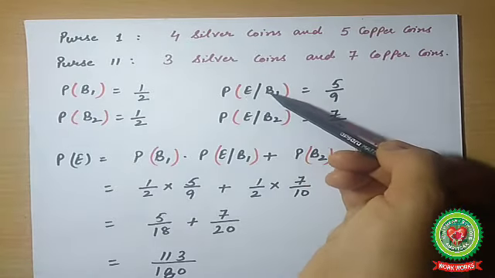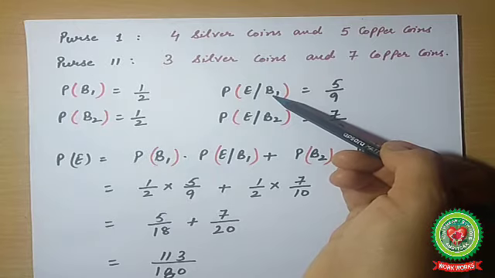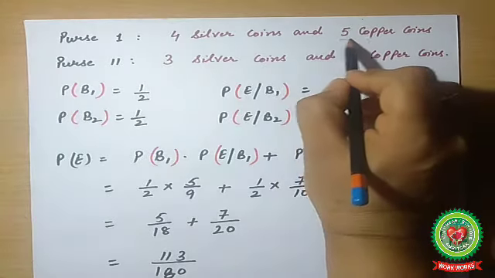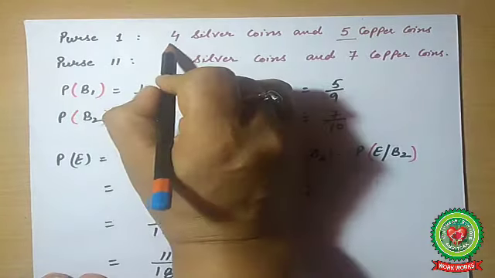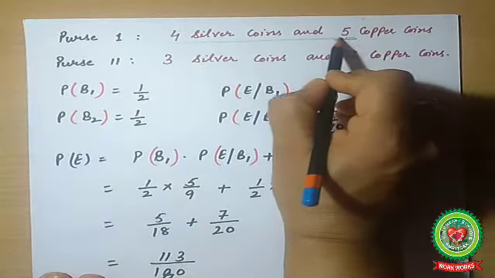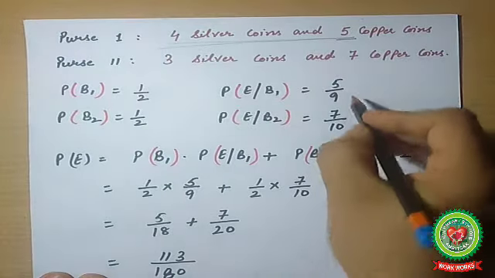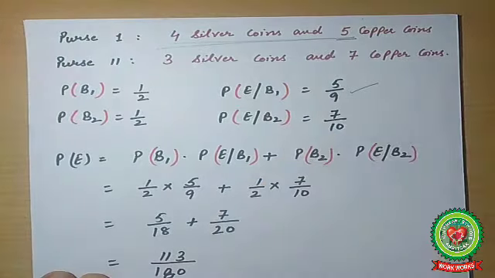Copper coin with bag 1 condition. Now how many copper coins are there? 5. And how many total coins in copper plus 1? That is 9. So it is equal to 5 upon 9.